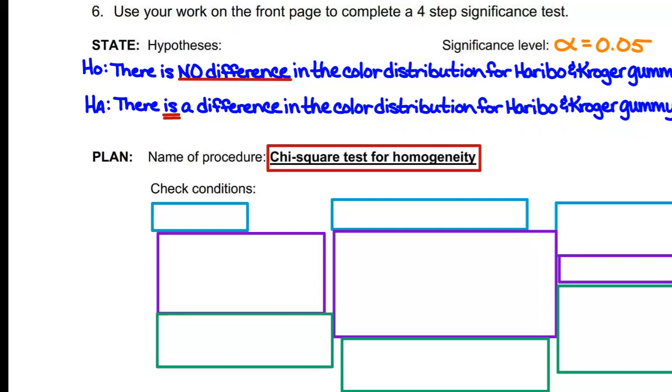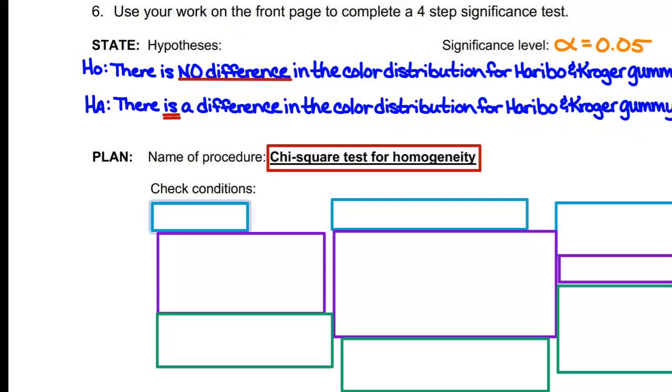With a chi-square test for homogeneity, do we have information from Haribo about how their color distribution is? No. Do we have information like that from Kroger? We are just comparing these two to see if they have the same distribution. I don't know what the exact distribution is of either one. I don't know what the claimed amount is. I want to see if they have the same distribution as each other. That is what my chi-square test for homogeneity is going to be.